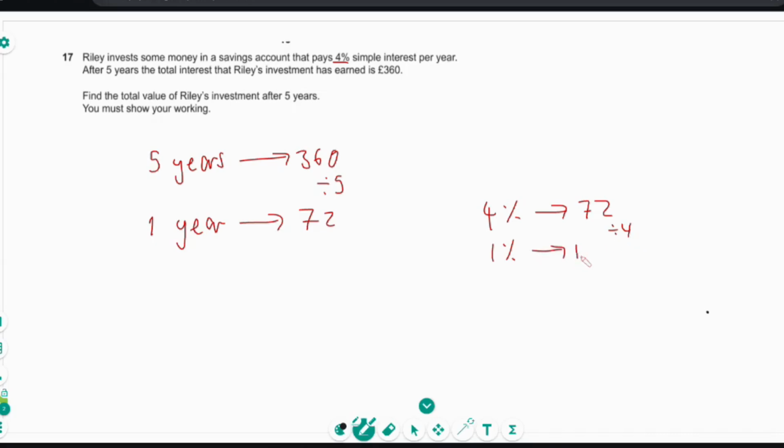which is 18. So 100%, times this by 10, 180. So the full amount is 180. No, times 100, 1,800. The full amount is 1,800. 4% of 1,800 is 72. So the total amount of his investment, well, he's put in 1,800. He's earned £360 as interest. So we just need to add those values together to get £2,160.